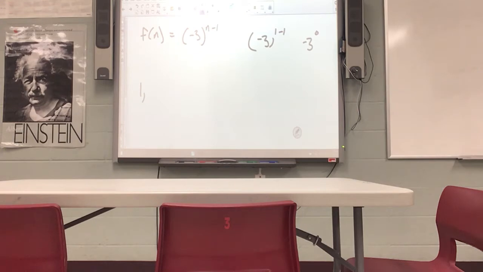There's our first term. We've got to find 5 more. So what am I going to plug in for n to find the second term? 2. So -3 to the 2 minus 1, which is negative 3 to the 1, which is negative 3.